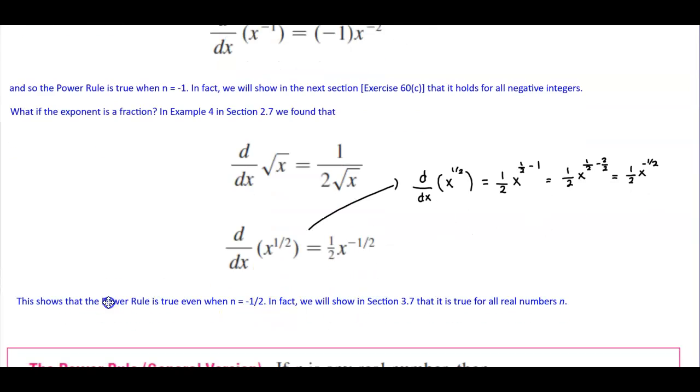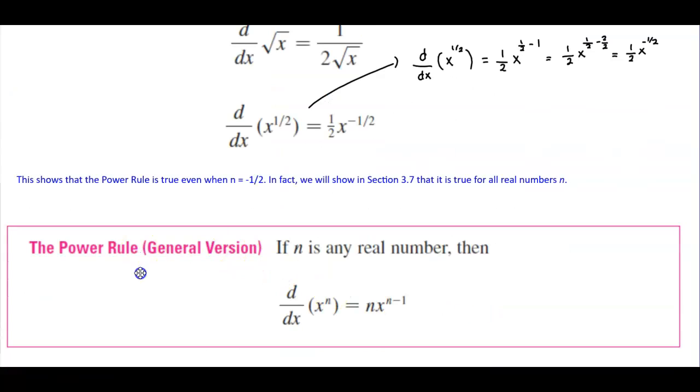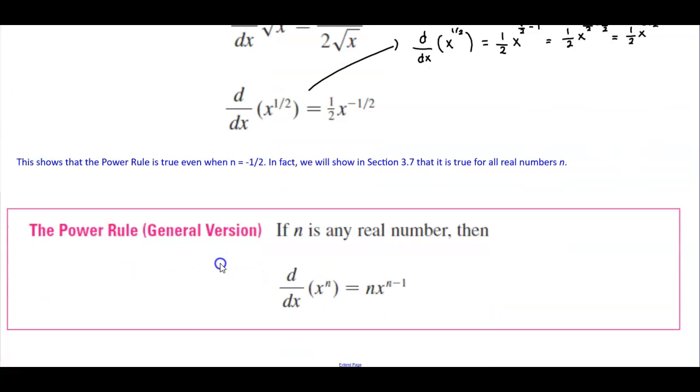Now, what this shows is that the power rule is true even for when n is equal to negative 1/2. In fact, we will show in section 3.7 that it is true for all real numbers n. So the general version of the power rule states that if n is any real number, then the derivative with respect to x of x to the n is equal to n times x to the power of n minus 1.